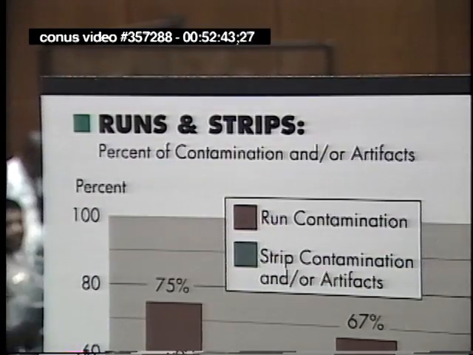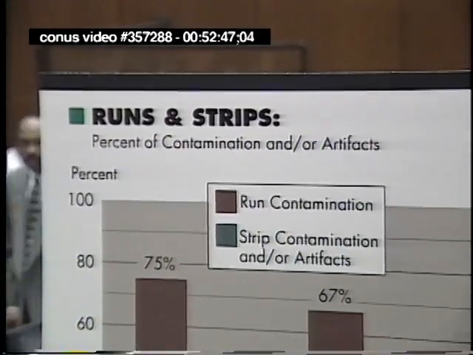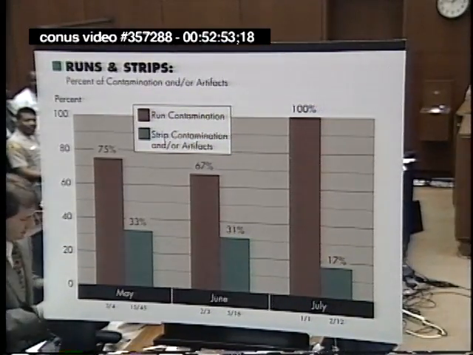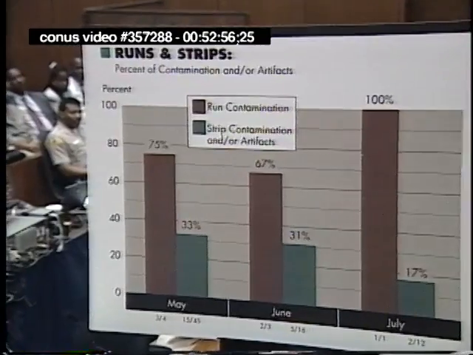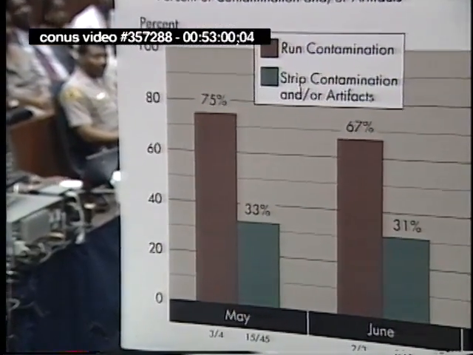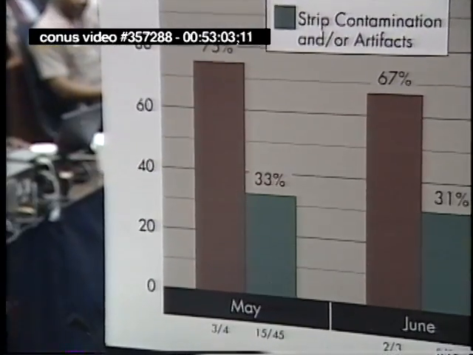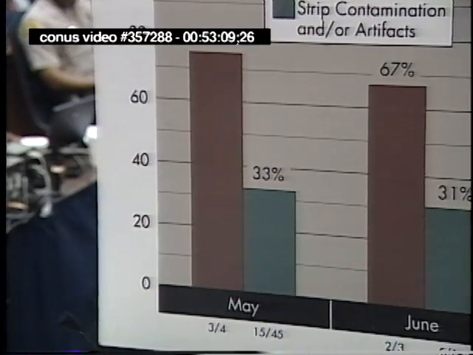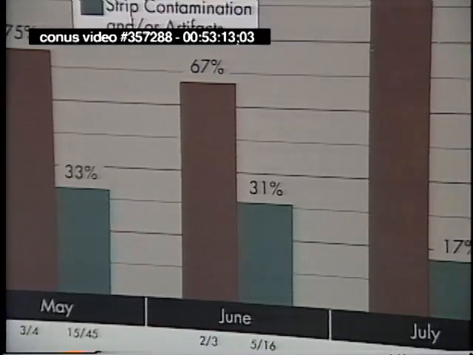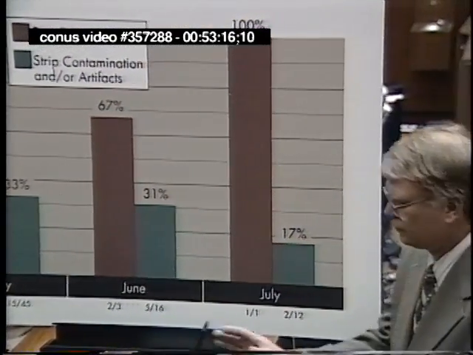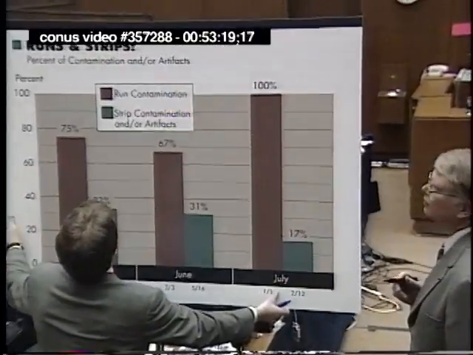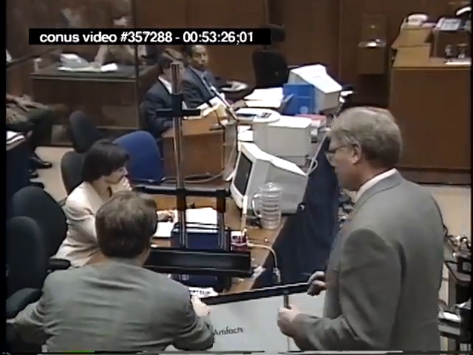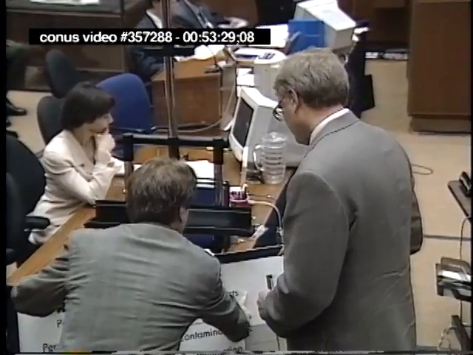This chart... Dr. Gerdes, this chart is entitled Runs and Strips, Percent of Contamination and or Artifact. It indicates below May, June, and July. What year is that? 1994. All right, could you do me a favor, and I apologize for the chart making. Could you write on the top of this, May through June 1994, right after it says artifacts.